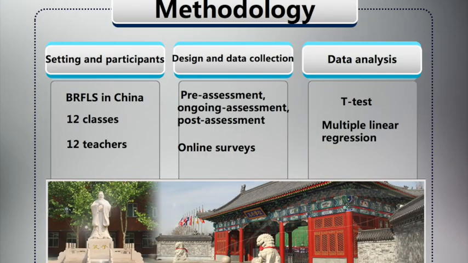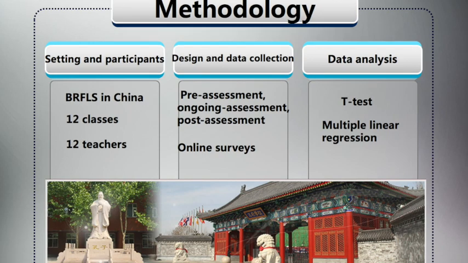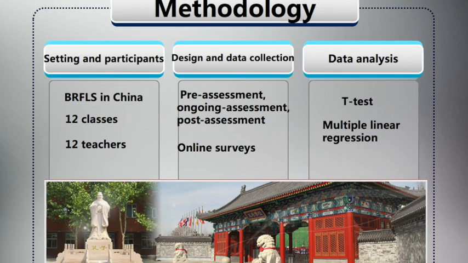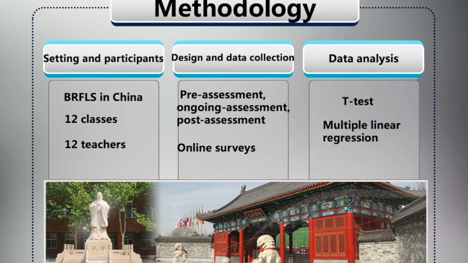About the methodology, I will talk about four aspects. The first one is setting and participants. Second one is design and data collection. The third one is data analysis. About the setting and participants, this research will be conducted during the second semester of the 2017 to 2018 school year, starting in February 2018 and ending in July 2018.